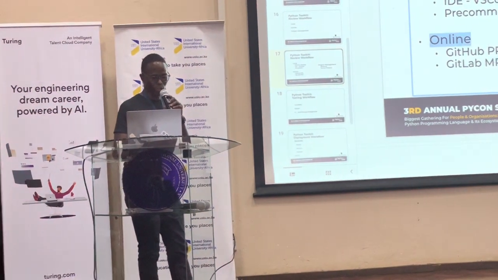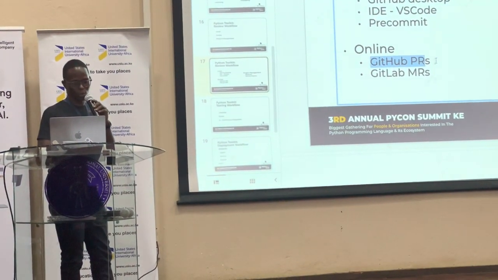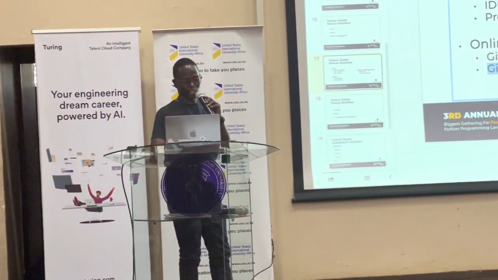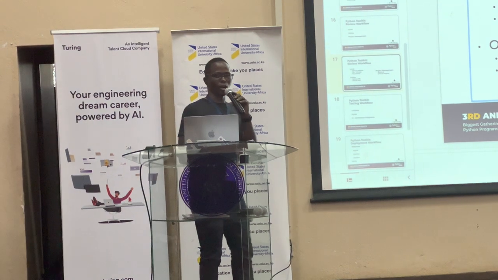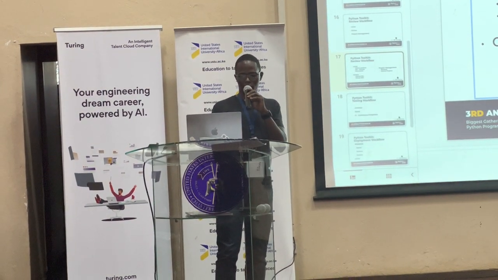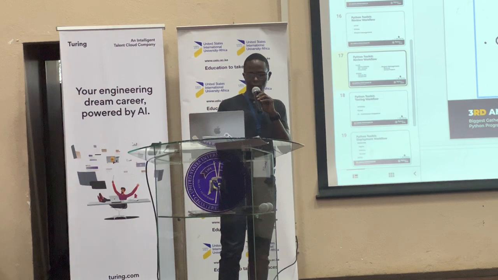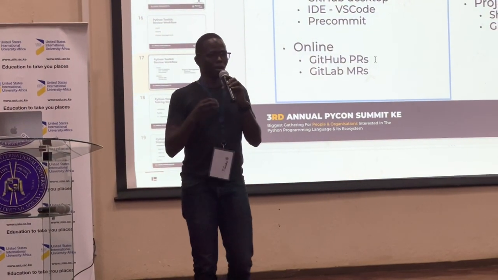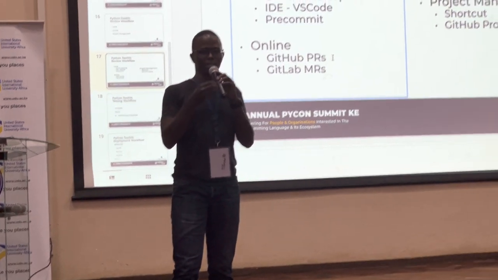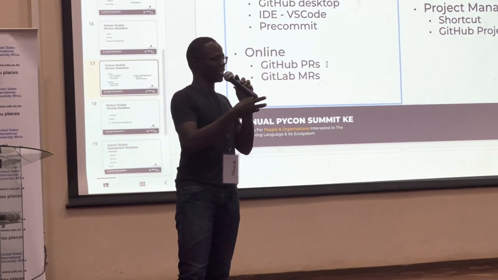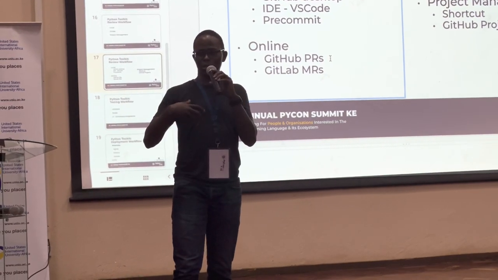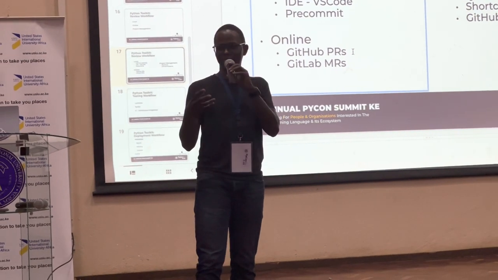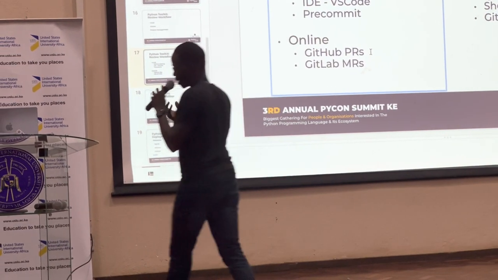As far as online goes, GitHub pull requests and GitLab merge requests can become really useful, especially if you have a number of tools. For example, for a number of open source maintainers, before code is accepted, you need to have signed that your employer has confirmed that the code will not be rendered as company property, if that makes sense. So there are a number of tools that help in that.